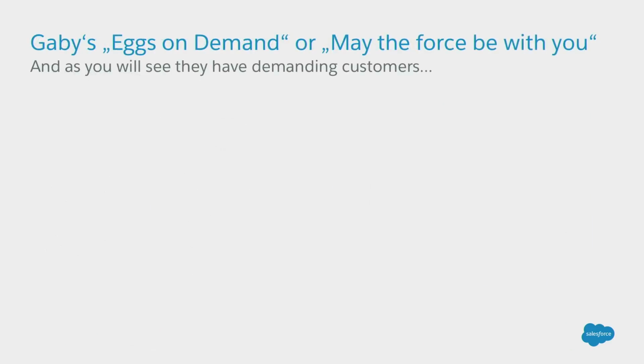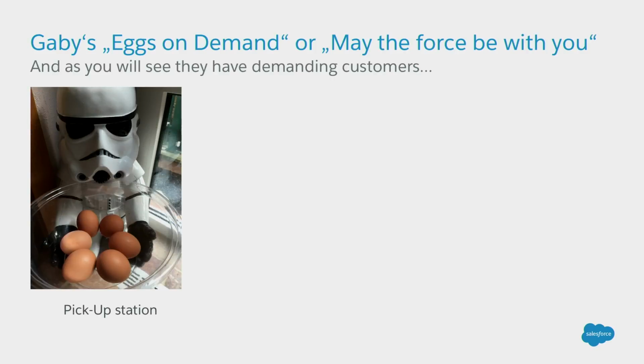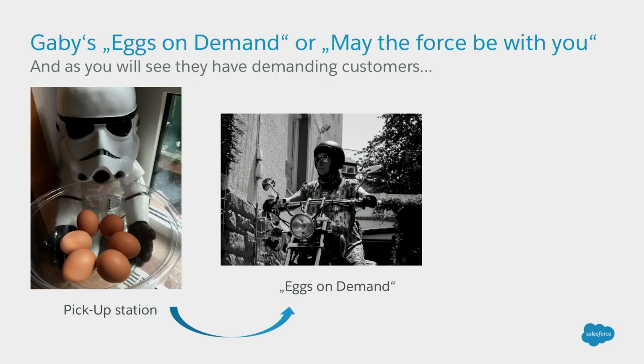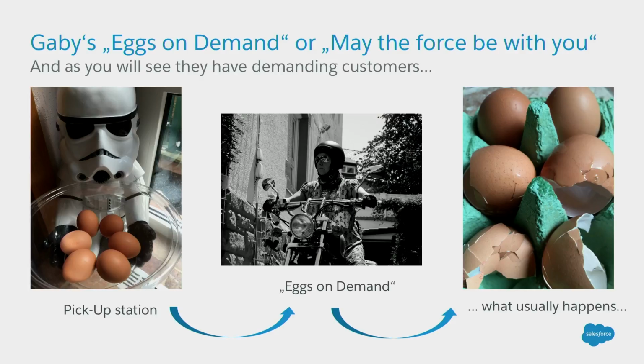So let's imagine we have a small company called Gaby's X on Demand, or maybe the Force with you, and they have very, very demanding customers. What they're actually doing is quite easy. They will pick up X at the X station. Then they will have a transporter, which is actually my wife. And you know, my wife and motorcycle, and you can see what usually happens. So we have some broken eggs because she's driving like hell. So, no.